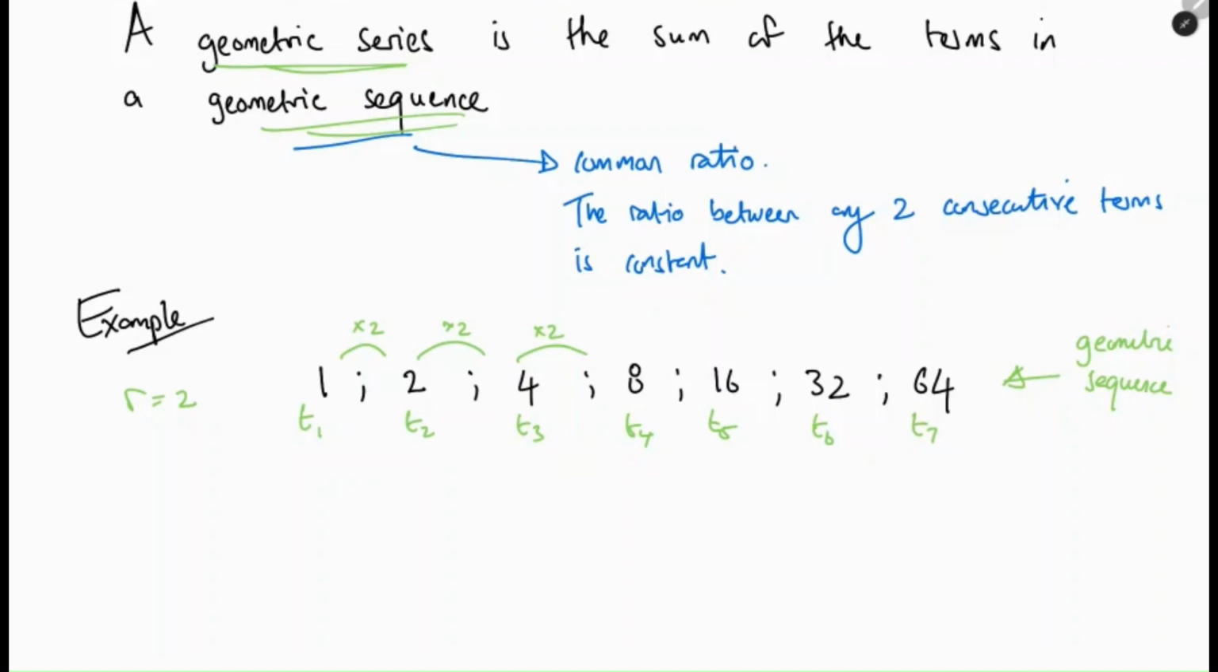So what would be the series? The series is now the sum of the 7 terms. So the series would be this: 1 plus 2 plus 4 plus 8, etc.